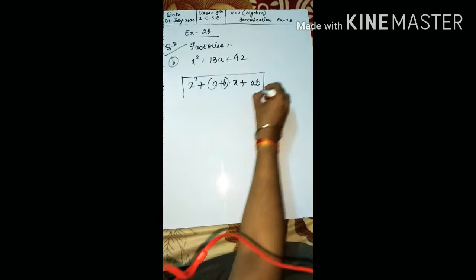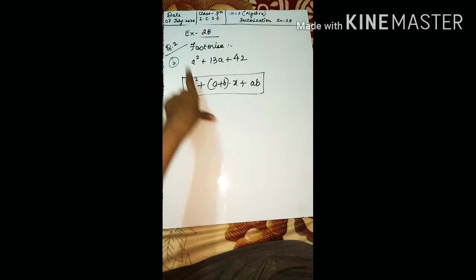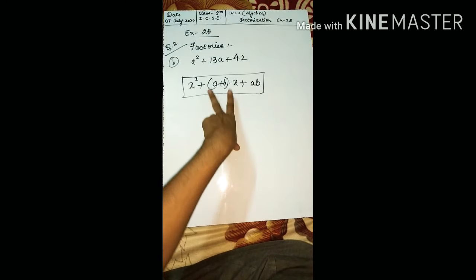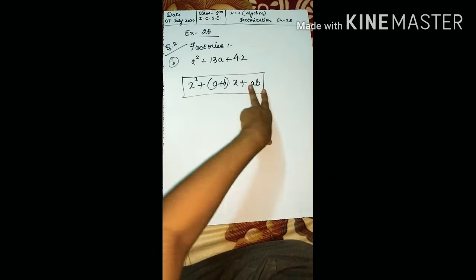See, what does this expression say? x square plus (a plus b) into x, plus a into b. That means if I compare this trinomial expression with this trinomial expression, they are both somewhat the same. In place of x we have a here, in place of x we have a. This is a plus b and this is ab. That means this 13 is an addition of two terms, and when I multiply I should get 42 as an answer.